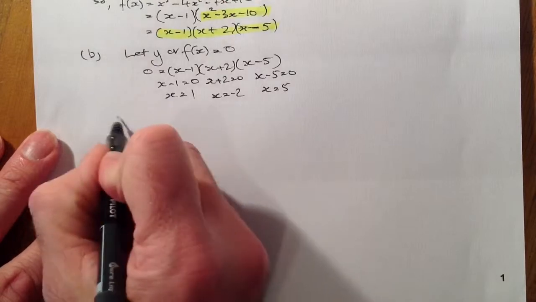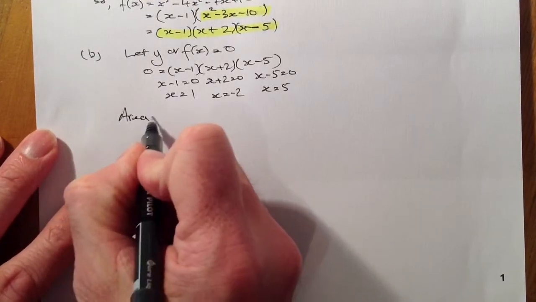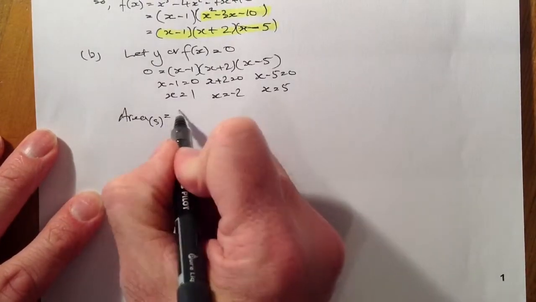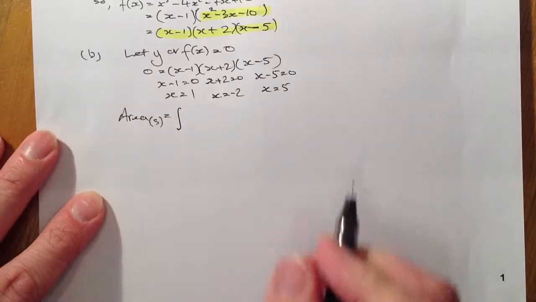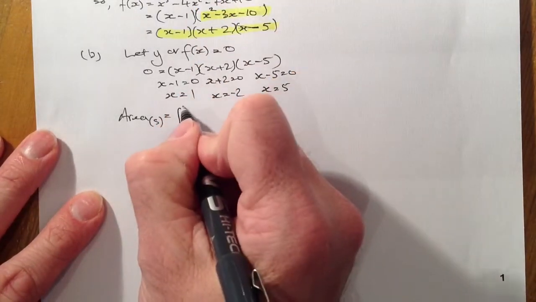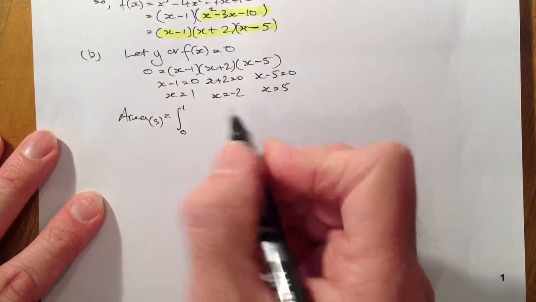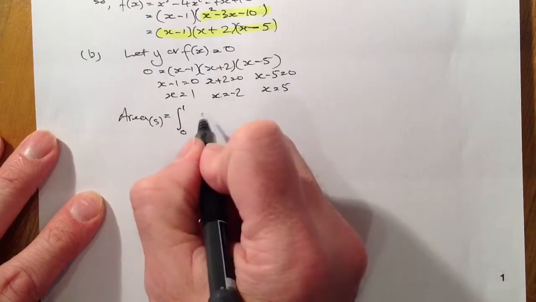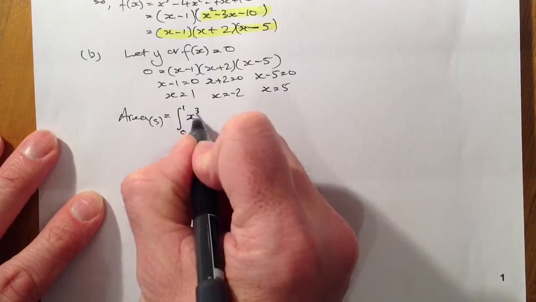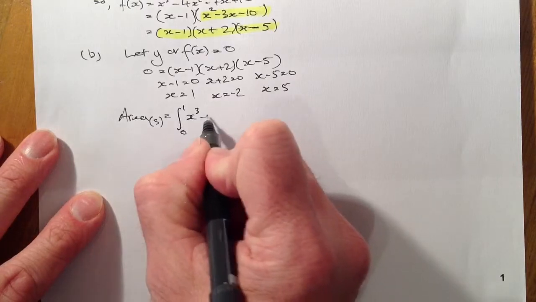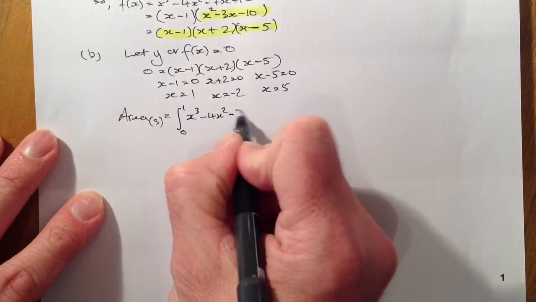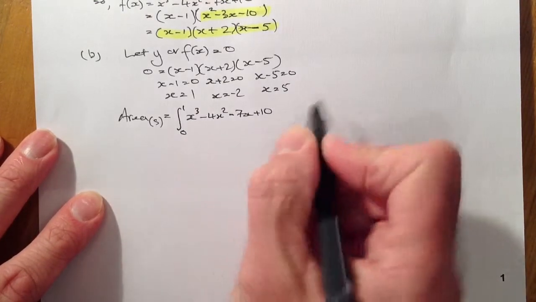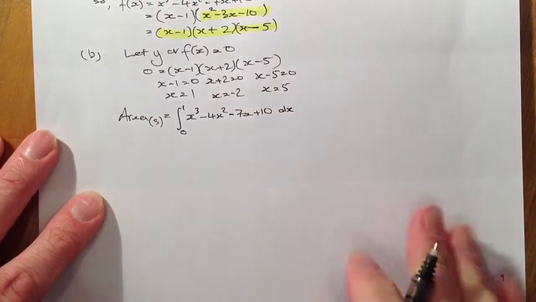Right, so what I've got is the area of S is going to be an integral, and it's going to be between the 1 and the 0, and I'm going to have my x cubed minus 4x squared minus 7x plus 10, and that's all with respect to x from there.